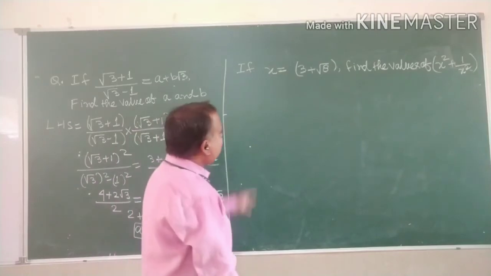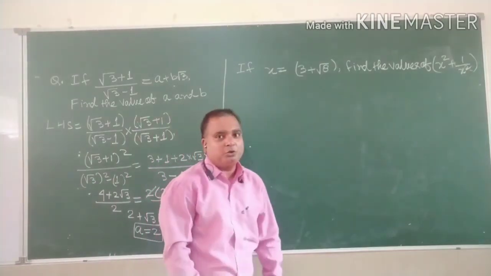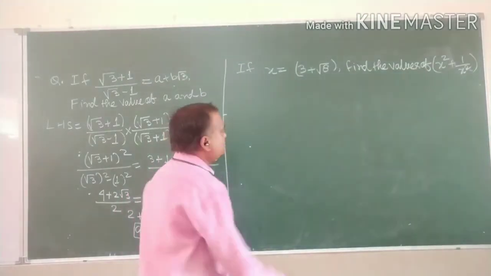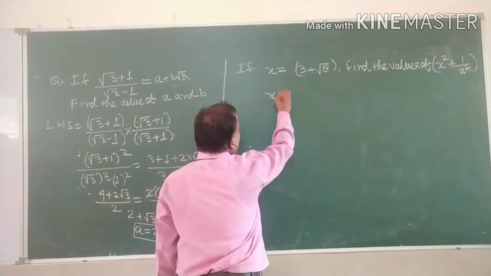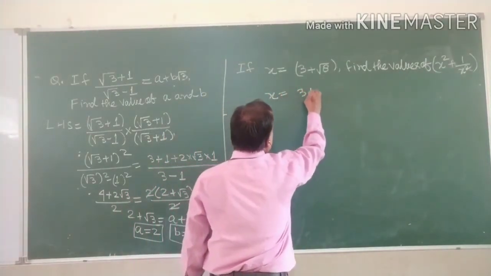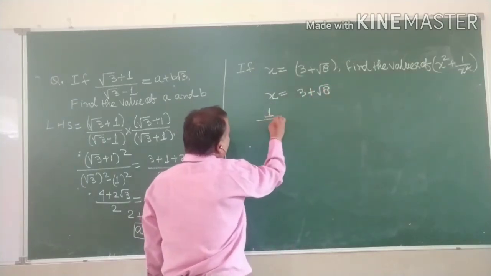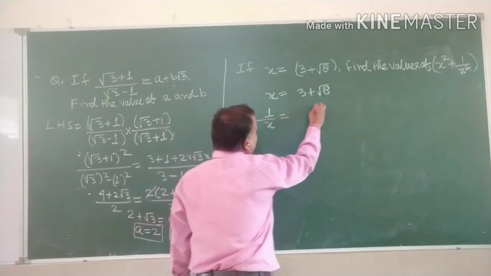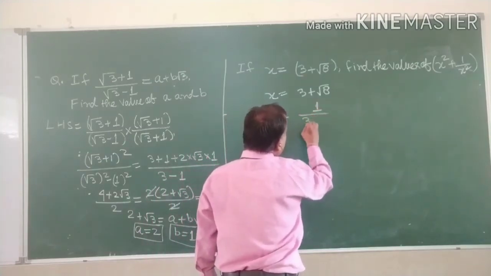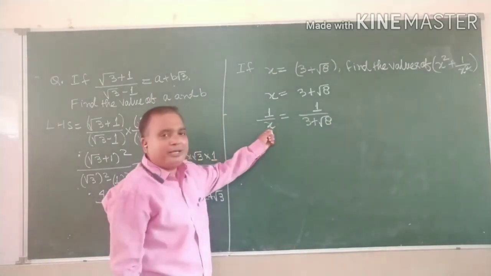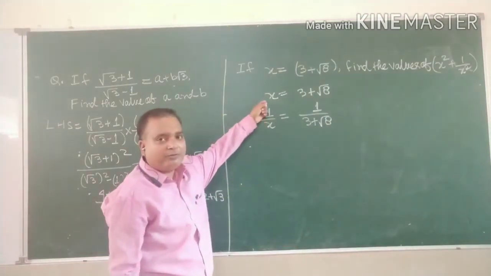Now the next question: if x equals 3 plus root 8, find the value of x square plus 1 upon x square. So we have been given the value of x, that is 3 plus root 8. Now tell me, what is the value of 1 upon x? I can write that as 1 upon 3 plus root 8. Yes, simple. 1 upon x is the reciprocal of x.